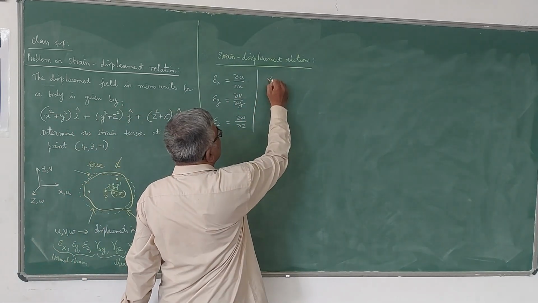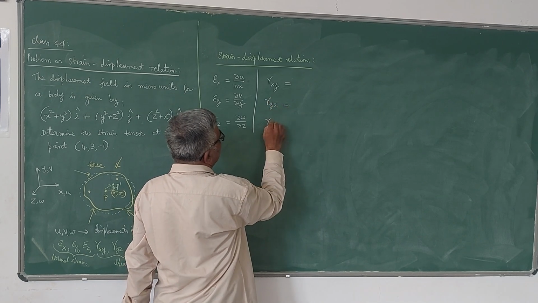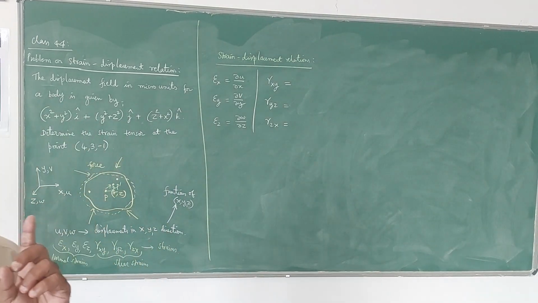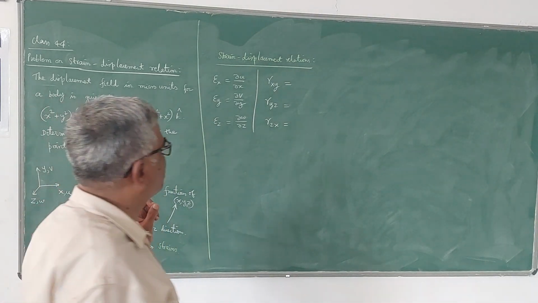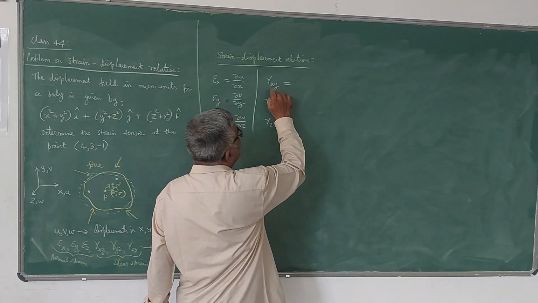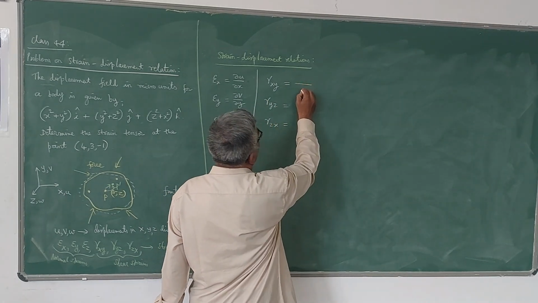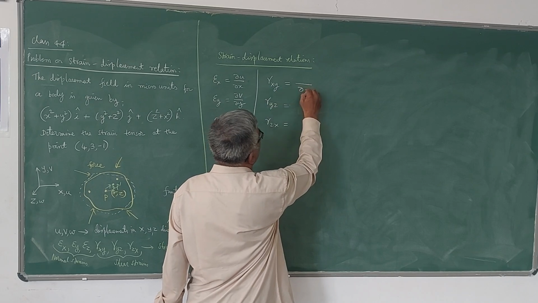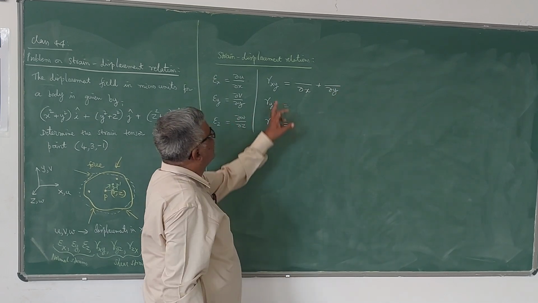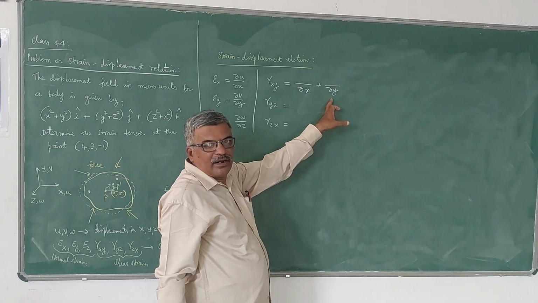Then you have shear strains: gamma xy, gamma yz, gamma zx. These are the shear strains, which act parallel to the plane. Here you should be careful. I will tell you how to write gamma xy. In the denominator, you write x first; there are 2 terms here. So denominator dou x plus denominator dou y.